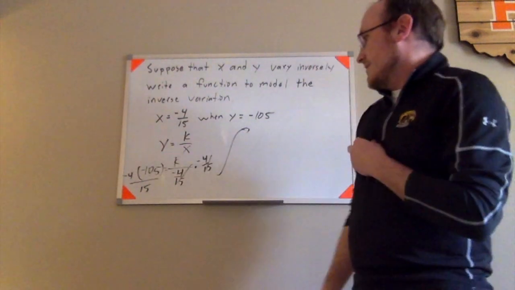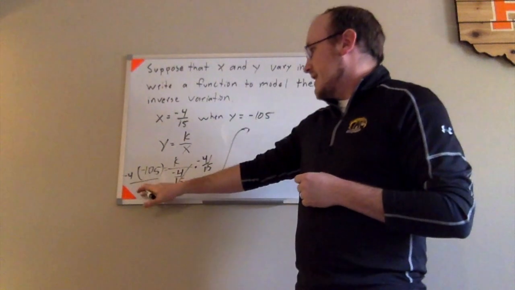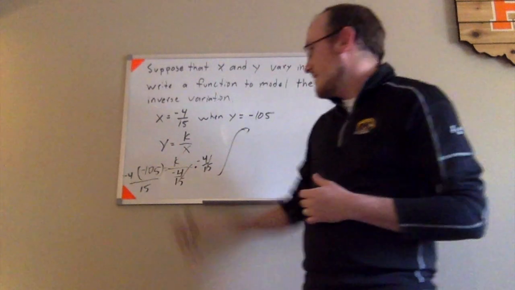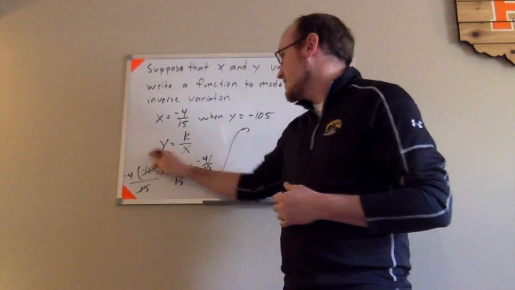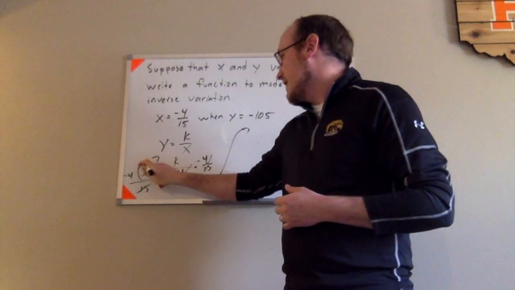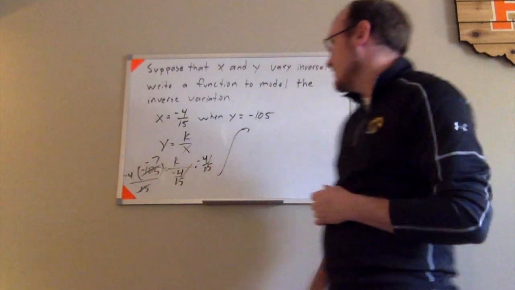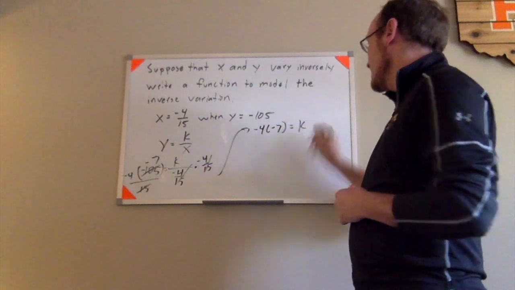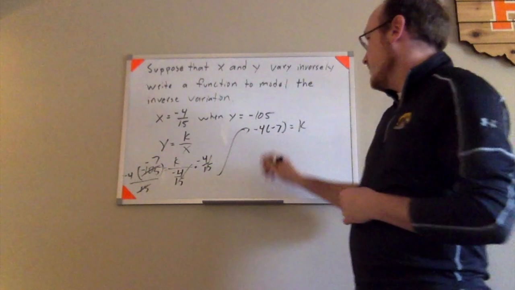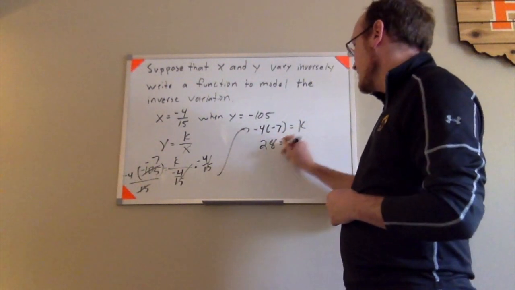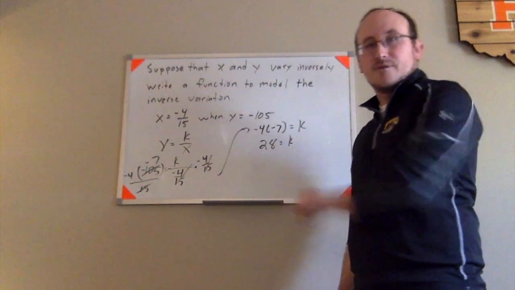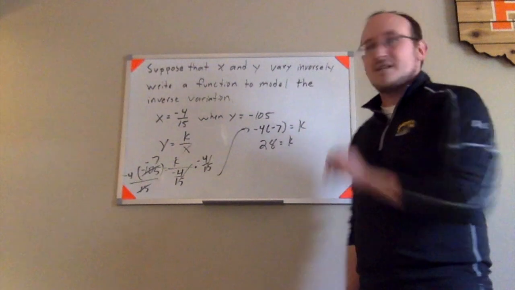Negative 4/15 times 105. Well, I know right here that 15 actually goes into 105 7 times. So I can cross this off and make it a 7. I've still got the negative there, so I'll make that a negative 7. So I have negative 4 times negative 7. That's going to be what k is equal to. Negative 4 times negative 7 is 28. So the value of k, or the constant of variation, for this inverse variation function is 28.